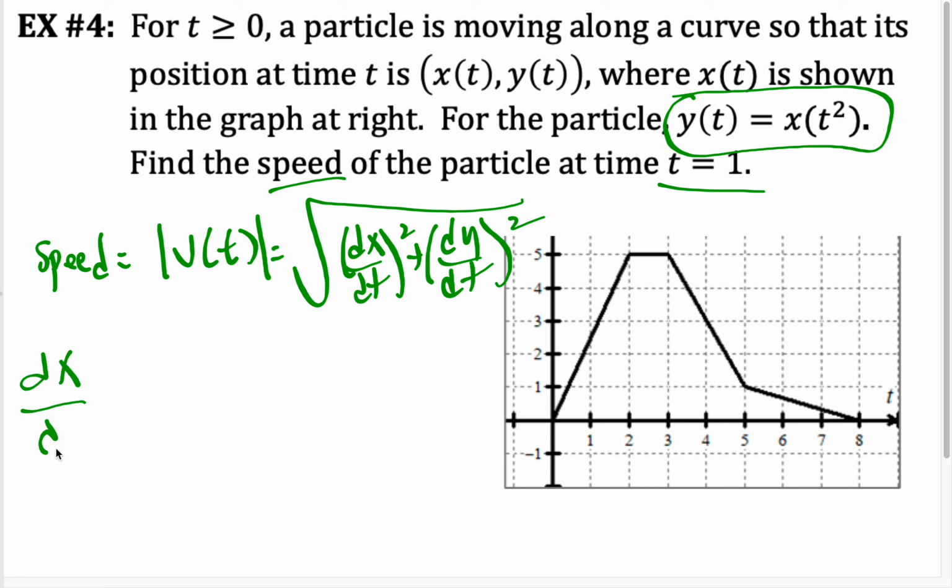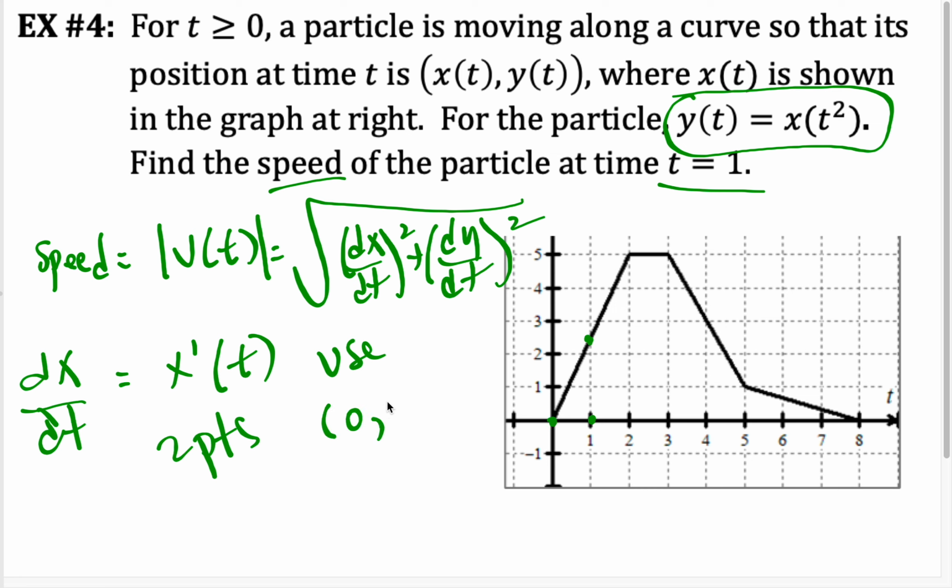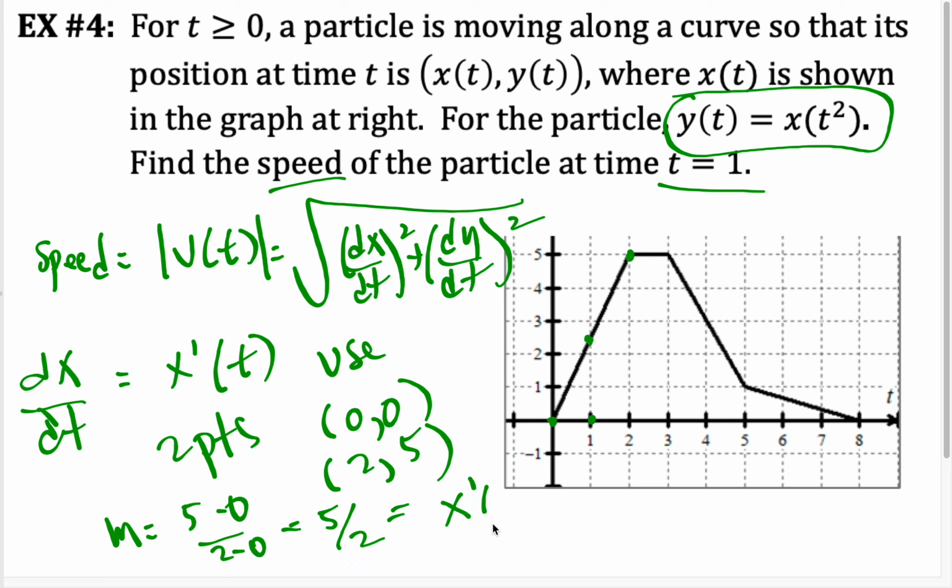All right, so dx/dt is x prime of t. And to find this, we're going to use the graph, and we're going to use 2 points. At t equals 1, it's about right there in the graph. So the 2 points I'm going to use are the point (0, 0) and the point (2, 5). I'm going to go back to the basics of finding our slope, which is 5 minus 0 over 2 minus 0. So 5 over 2, that's x prime of 1.